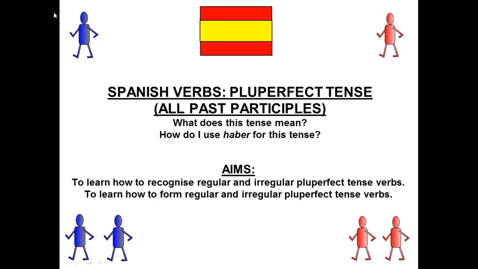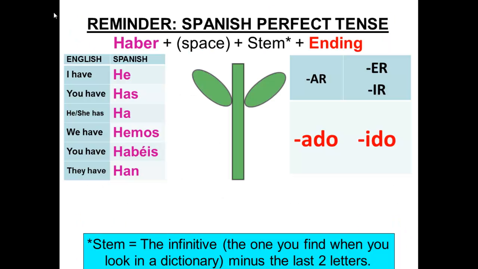In this lesson, we're looking at Spanish verbs in the pluperfect tense. We're looking at all of the past participles, regular and irregular. We've just looked at what this tense means, but we're also going to look at how we use haber for this tense. So our aims are to learn how to recognise regular and irregular pluperfect tense verbs, and to learn how to form regular and irregular pluperfect tense verbs.